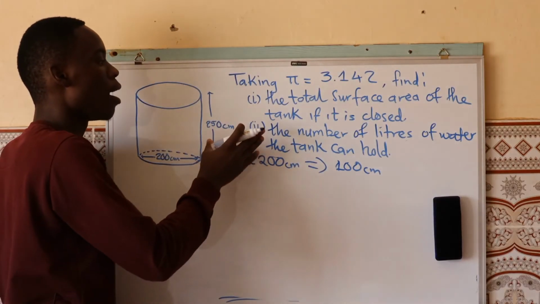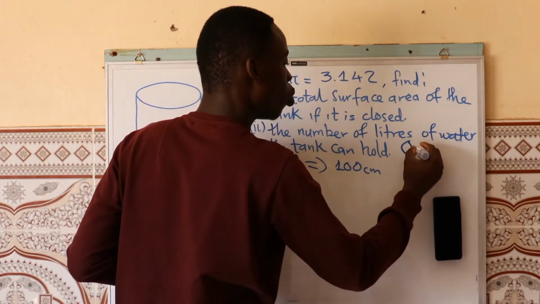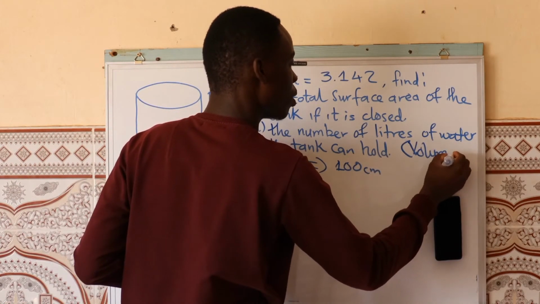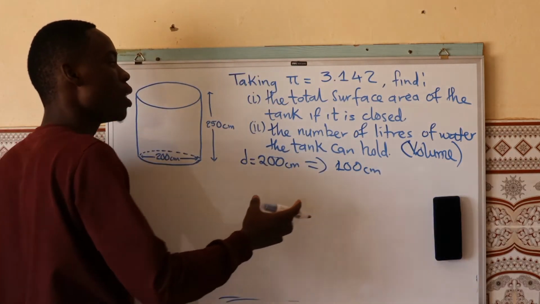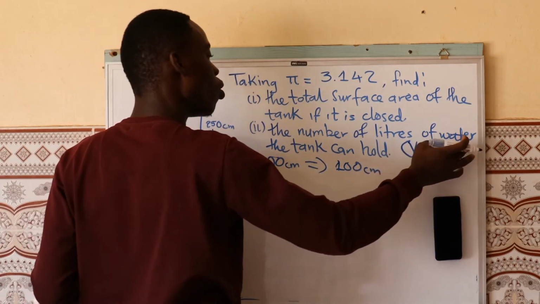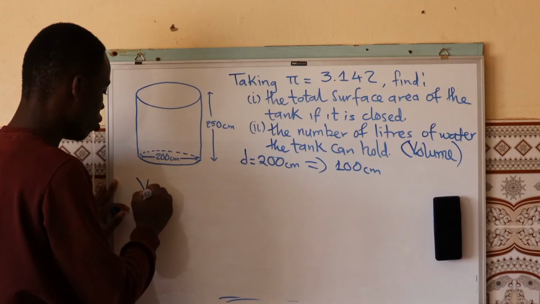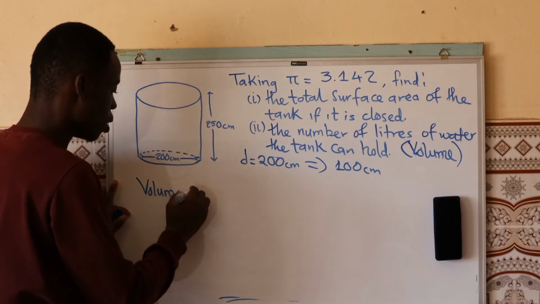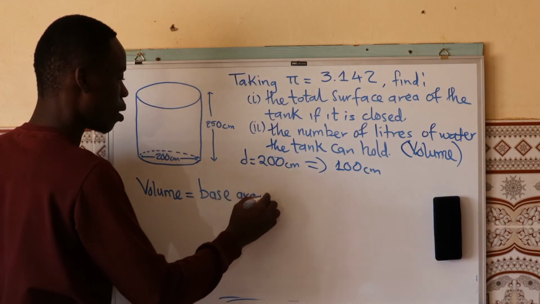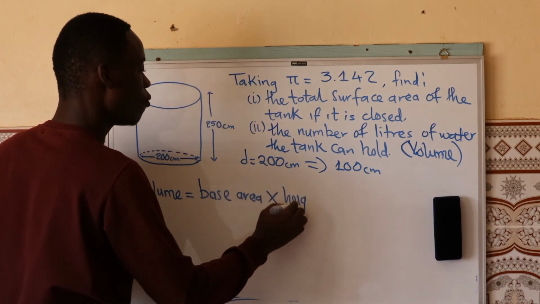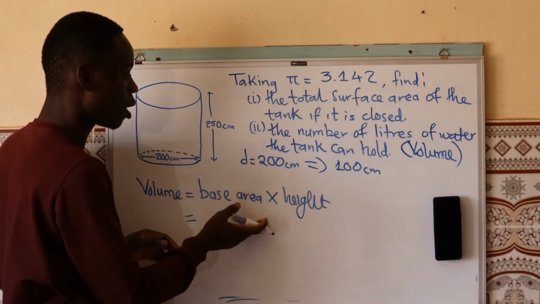So the second question says, find the number of liters of water the tank can hold. In our case, we're being told to find the volume. The volume is the amount of space taken up by an object. In our case, we're calculating the amount of water that this tank can hold. So our formula for finding the volume is equal to the base area times height. For every three-dimensional object, the volume is always the base area times the height.